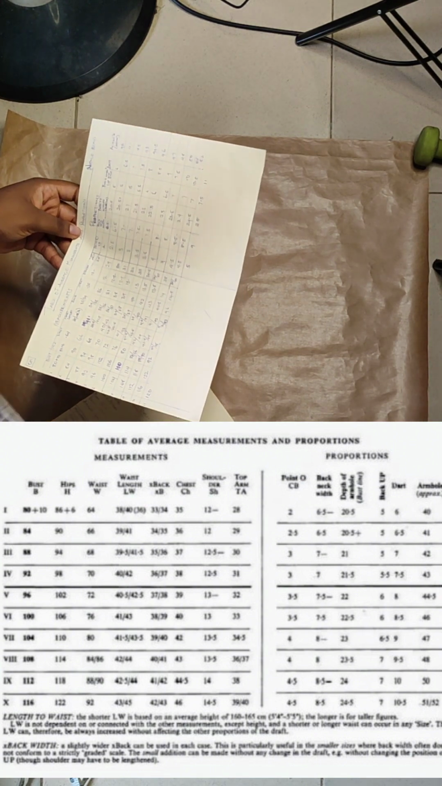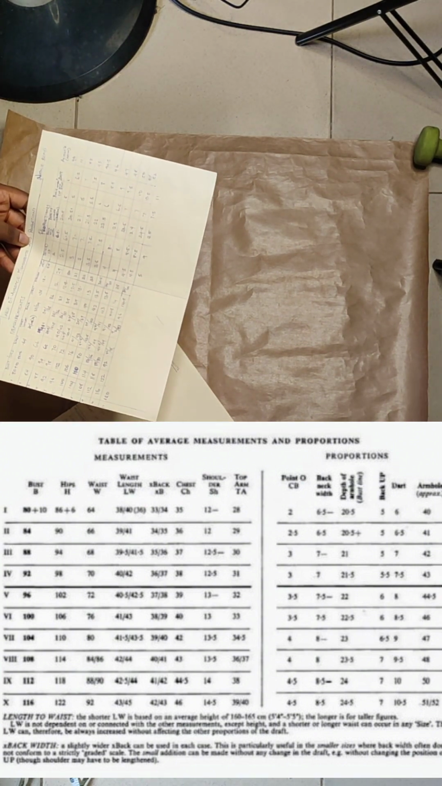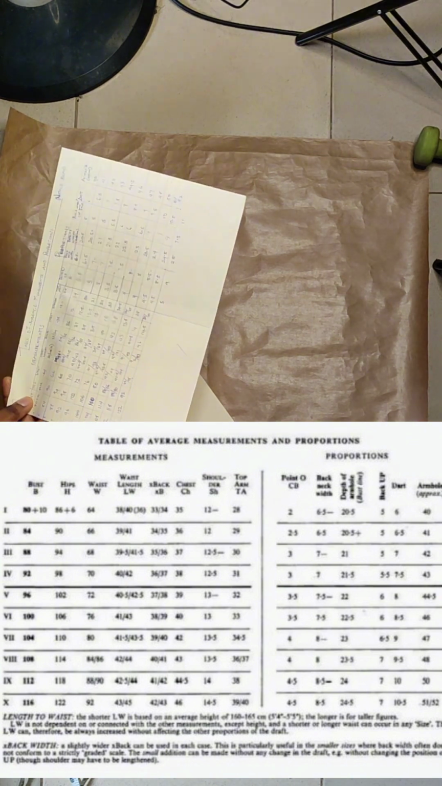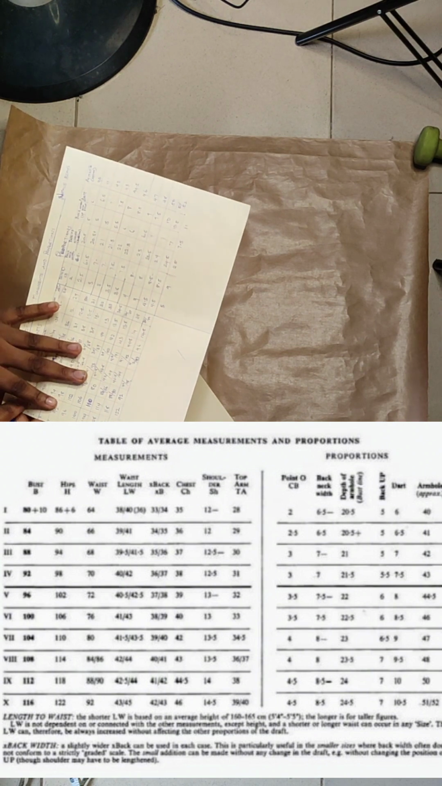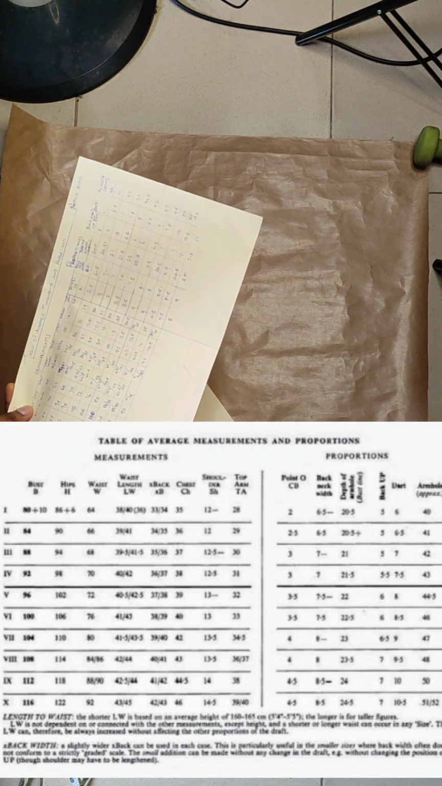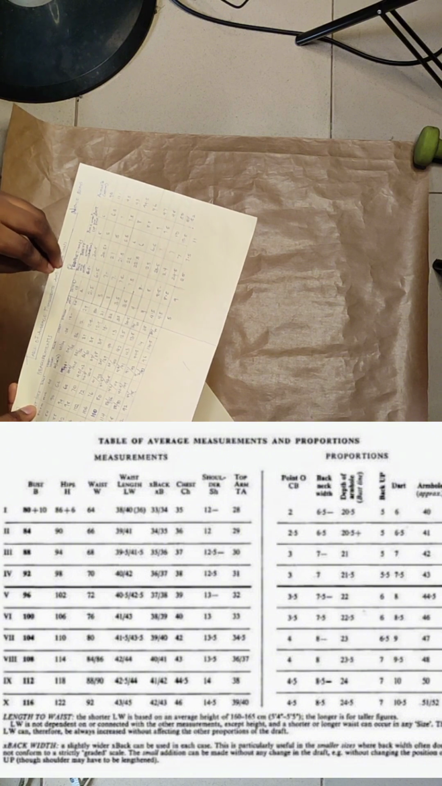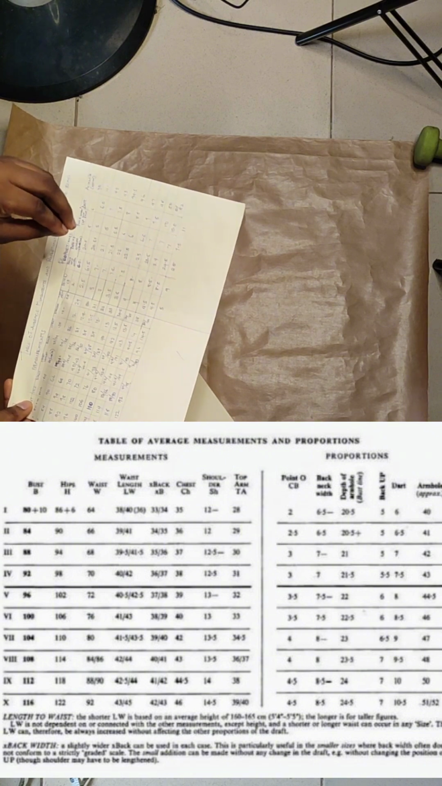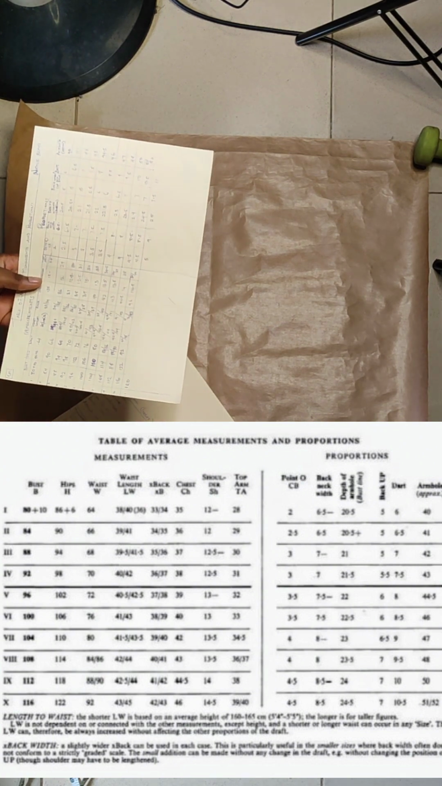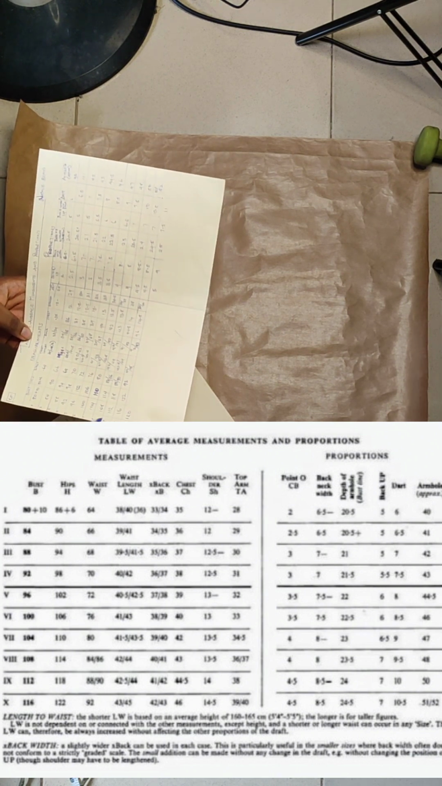To explain, because some people do not know what this means and how they're going to use it, this is where I come in. You see this line here? It separates the proportion table from the measurement. The important thing we need in this table is the proportion. To know which proportion you're going to use for your size, this is where the bust comes in, in the measurement.